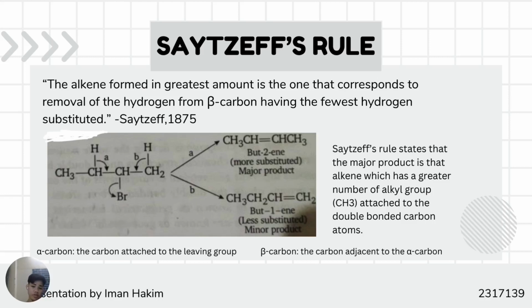Zaitsev states that the major product is that alkene which has a greater number of alkyl groups attached to the double-bonded carbon atoms. So in this figure, 2-butene is the major product because it has 2 alkyl groups attached to the C double bond C. 1-butene is the minor product because it only has 1 alkyl group attached to the C double bond C. For your information, the alpha carbon is the carbon attached to the leaving group, Br in this case.